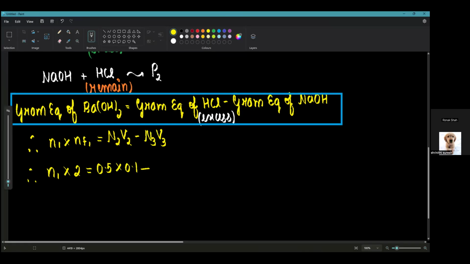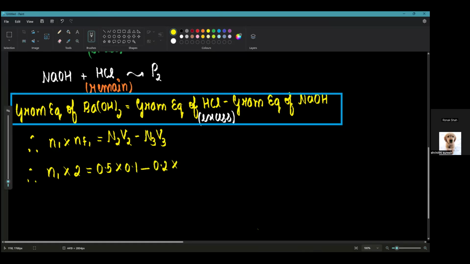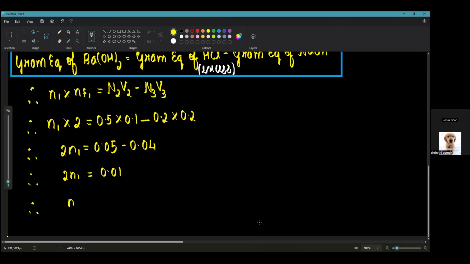For N3 and V3, you take N3 as 0.2 and the volume as 0.2 liter. So this is like 2 times N1, which will be 0.05 minus 0.04. So how much will this be? 2 times N1 will be 0.01. So how much will N1 be? It will be 0.005. So these are the moles of pure barium hydroxide.